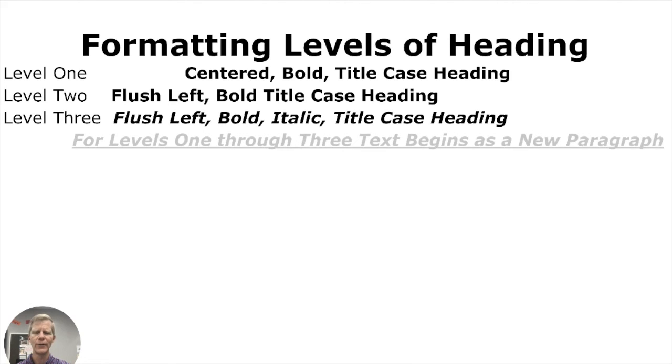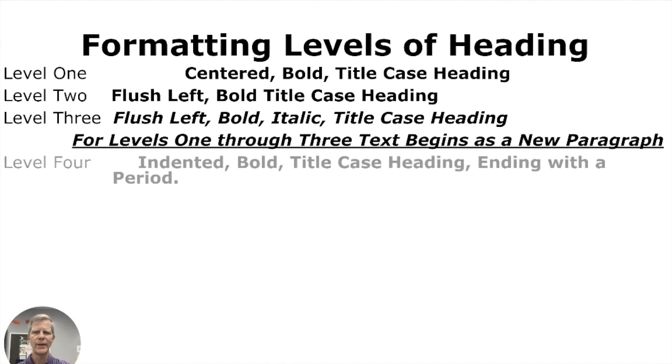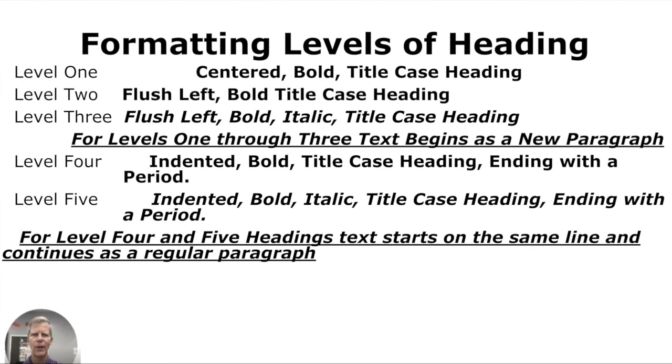And it's important to note for levels 1, 2, and 3 that the text following these levels of heading begins as a new paragraph. A level 4 heading is an indented, bold, title case heading, ending with a period. And a level 5 heading will be an indented, bold, italic, title case heading, ending with a period. For both levels 4 and 5 headings, the text will start on the same line as the heading and continue on as a regular paragraph.